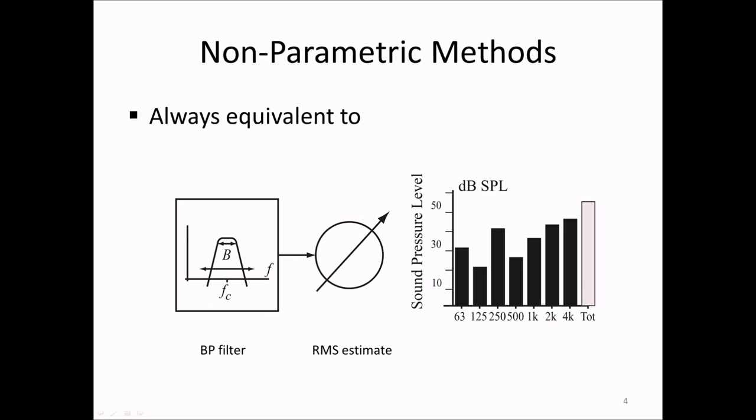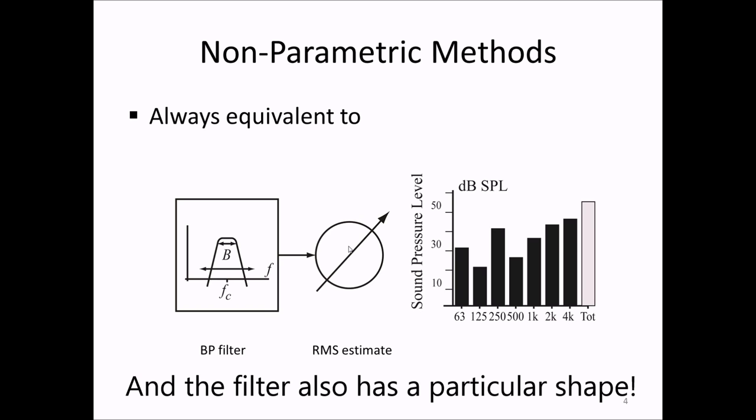Now here is a very, very important slide. It can be shown that all non-parametric spectrum analysis methods, no matter how they are implemented, must act equivalently with the principle shown here. First, you bandpass filter your data using a particular center frequency and a particular bandwidth. The bandpass filtered data is then passed to an RMS estimator, reading out the RMS value of the bandpassed data. To obtain the entire spectrum, you then need to step through all the frequencies that you want to know about. This, of course, requires a filter with a particular bandwidth.